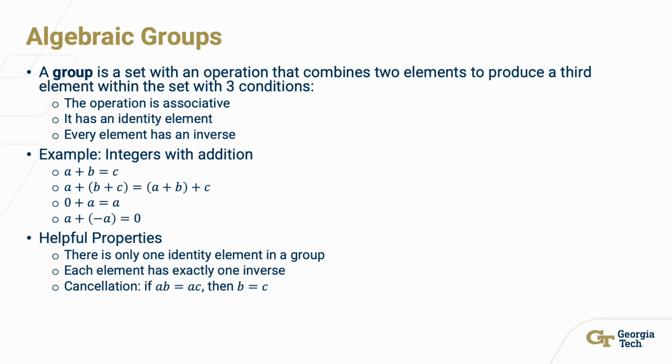A group is a set with a binary operation which is closed and has the following three conditions. That operation is associative, it has an identity, and every element has an inverse. One example is the integers with addition. Some helpful properties of groups include that there is only one identity element in a group and that each element will have exactly one unique inverse. We also have cancellation. If AB equals AC, then B equals C.